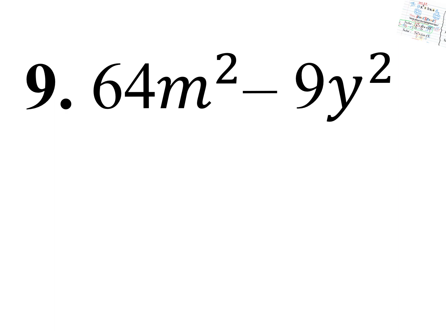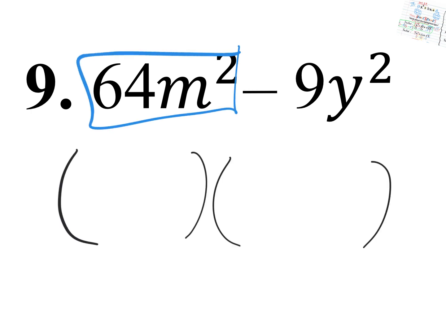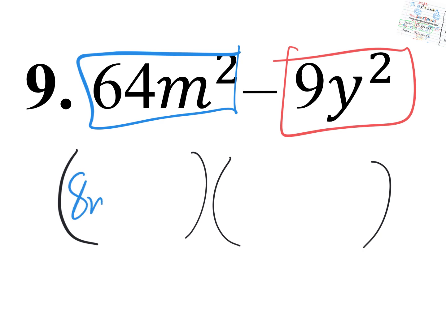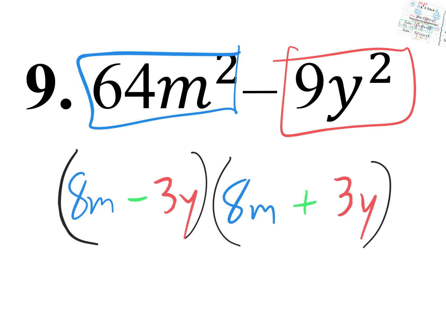Right here, we have, again, a difference of two squares. So all these are pretty much the same thing. Hopefully we understand that if you have a perfect square term, you could square root the front one, square root the back one, and plug it into your factored form answer format. The square root of 64m squared is 8m. The square root of 9y squared is 3y. And of course, the signs have to be different.